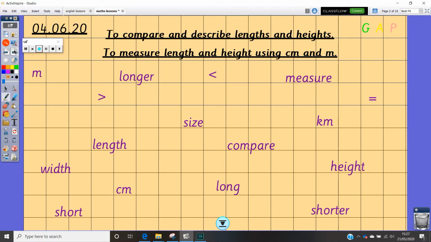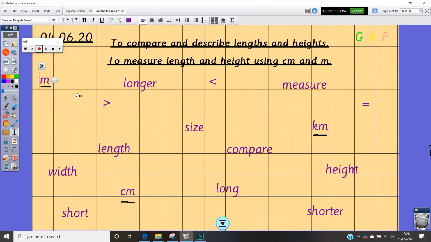We've got quite a number of different words on here, so let's go through them. We've got an m here, which is one of our units of measure, along with cm and km there. They are all the lengths that we measure in. The m stands for metres. The cm here stands for centimetres.